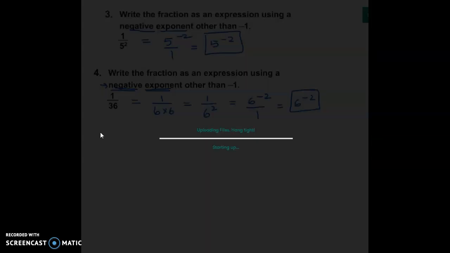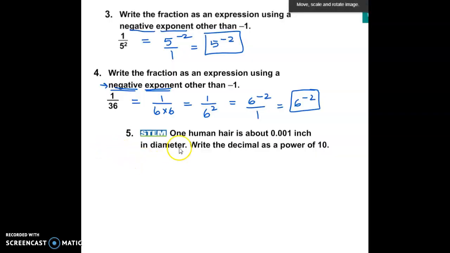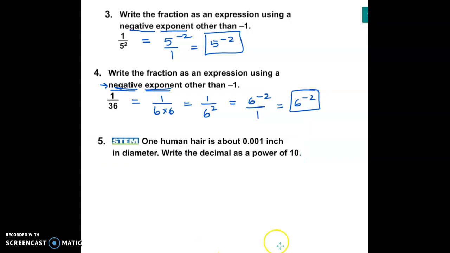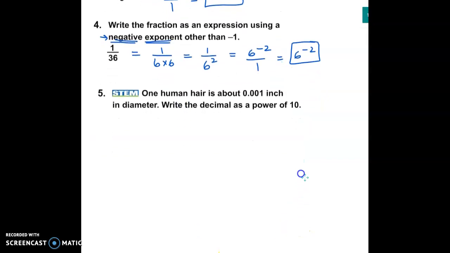Alright, this time let's do some word problems so that way you have a really good idea how to do these questions up here. So let's look into this question right here. A human hair is about 0.001 inch in diameter. So write the decimal as a power of 10.